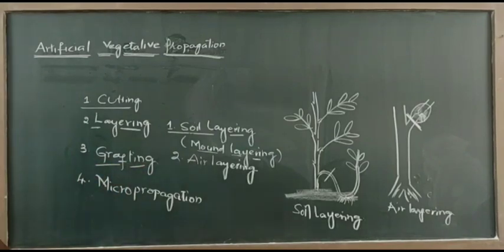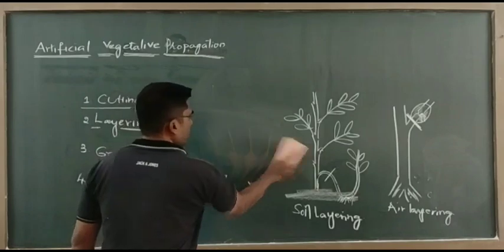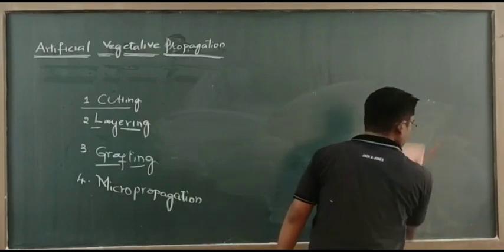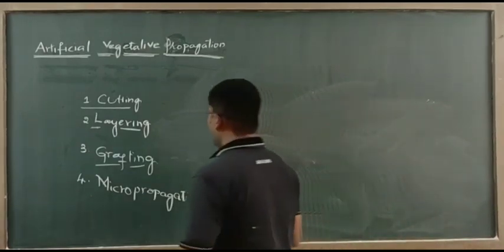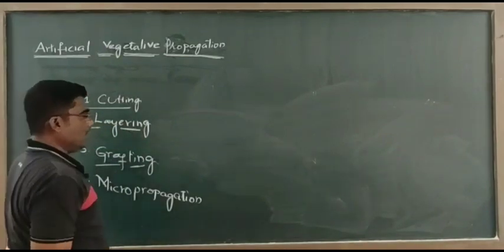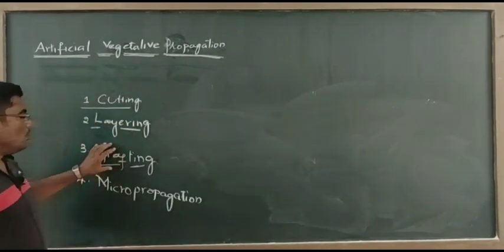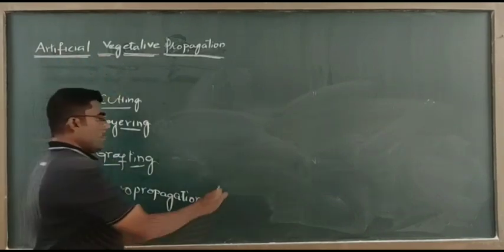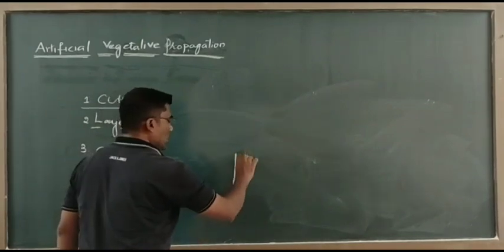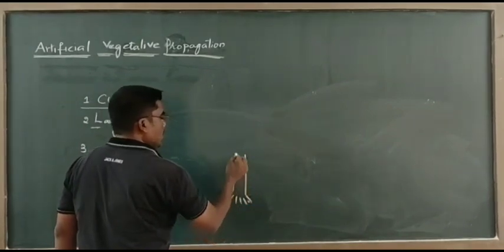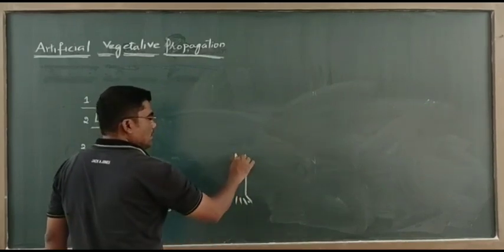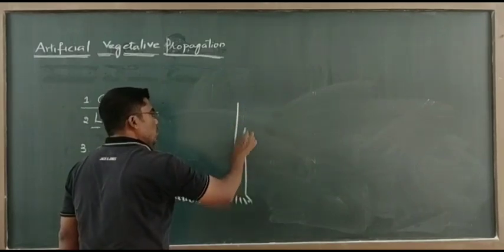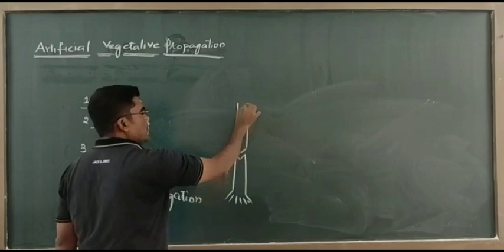It is called grafting. What is grafting? Grafting is a very old technique of artificial vegetative propagation. Here a rooted stock is selected, and another twig is selected. Both are attached.